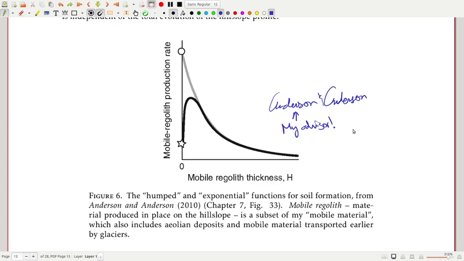And so they talk about mobile regolith, and that's because regolith means this material that's been produced in place that's mobile, and so that's what this exact thing is. So regolith is going to be material produced locally.